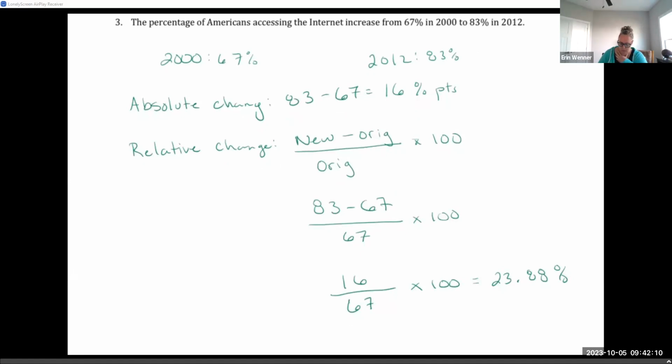And so that means that the percent of Americans that were accessing the internet increased by 23.9% from 2000 to 2012. Okay, so again, the absolute change, the number of percentage points, doesn't really tell us anything. The relative change is where the information really is at. That's what gives us an understanding of the situation. Okay.